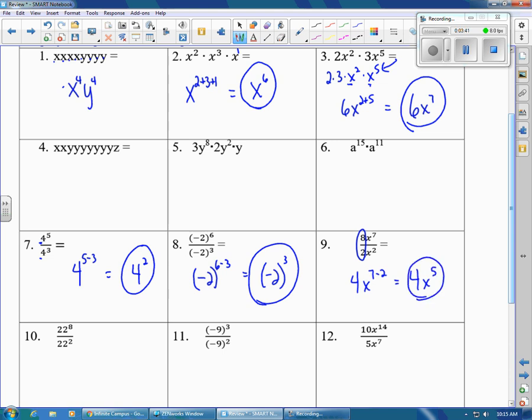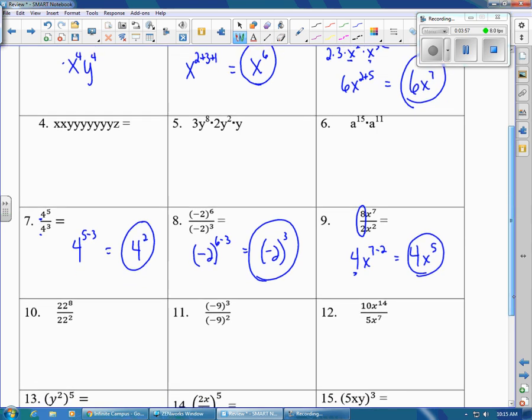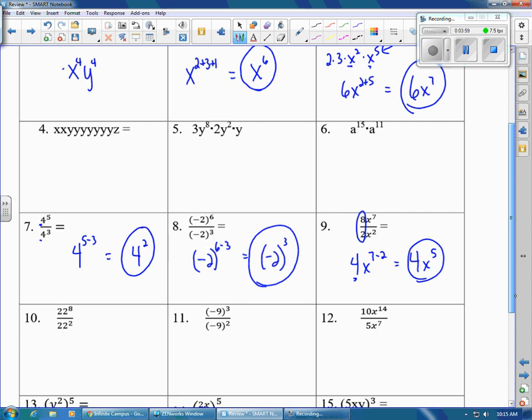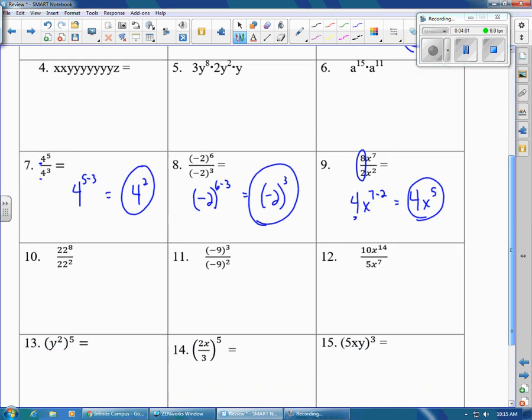You could also rewrite 8 using the prime factorization. I don't expect you to do that, but if you did that, you would rewrite this 4 as being 2 to the 2nd power x to the 5th power. Those of you that have done that in the past know that that's a correct answer. Those of you that I just confused, disregard what I said.